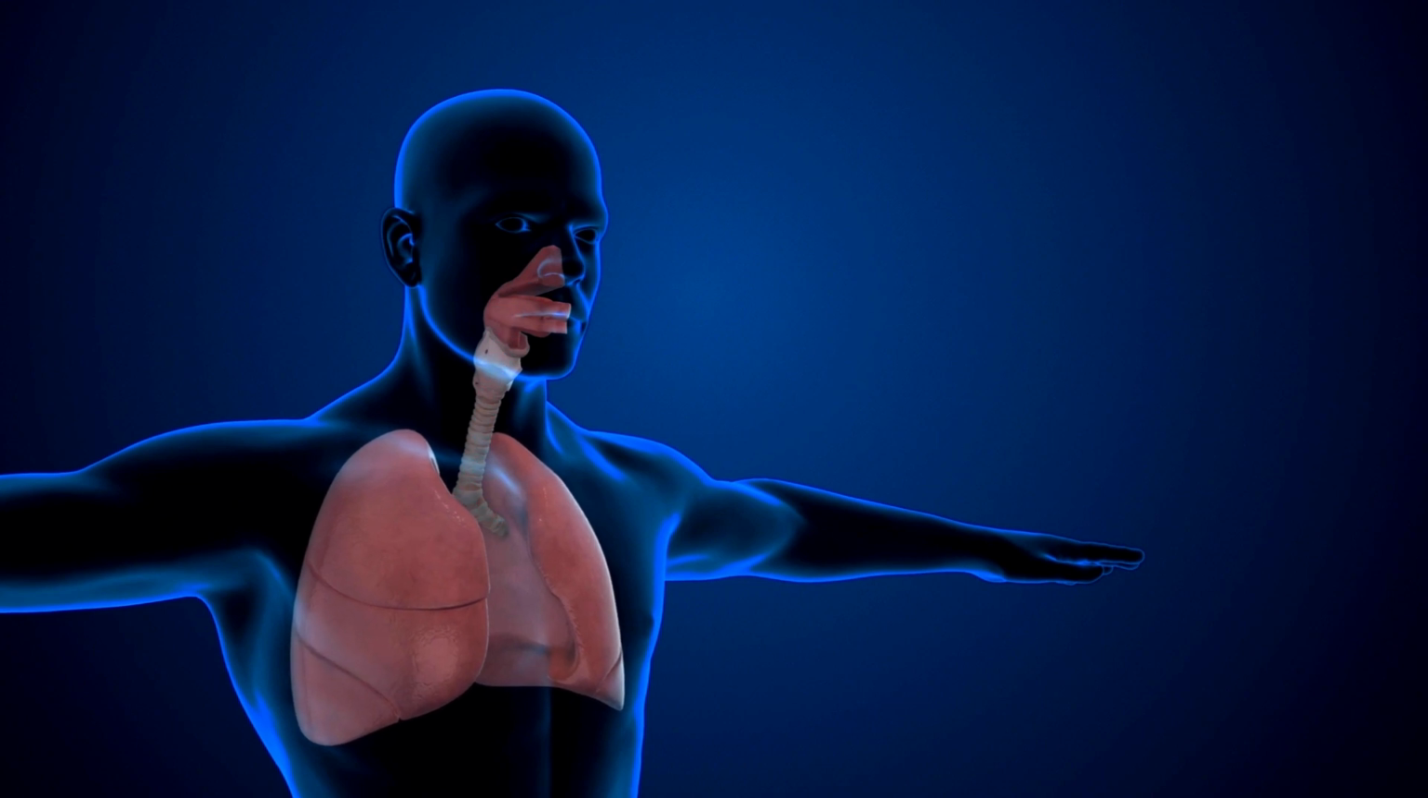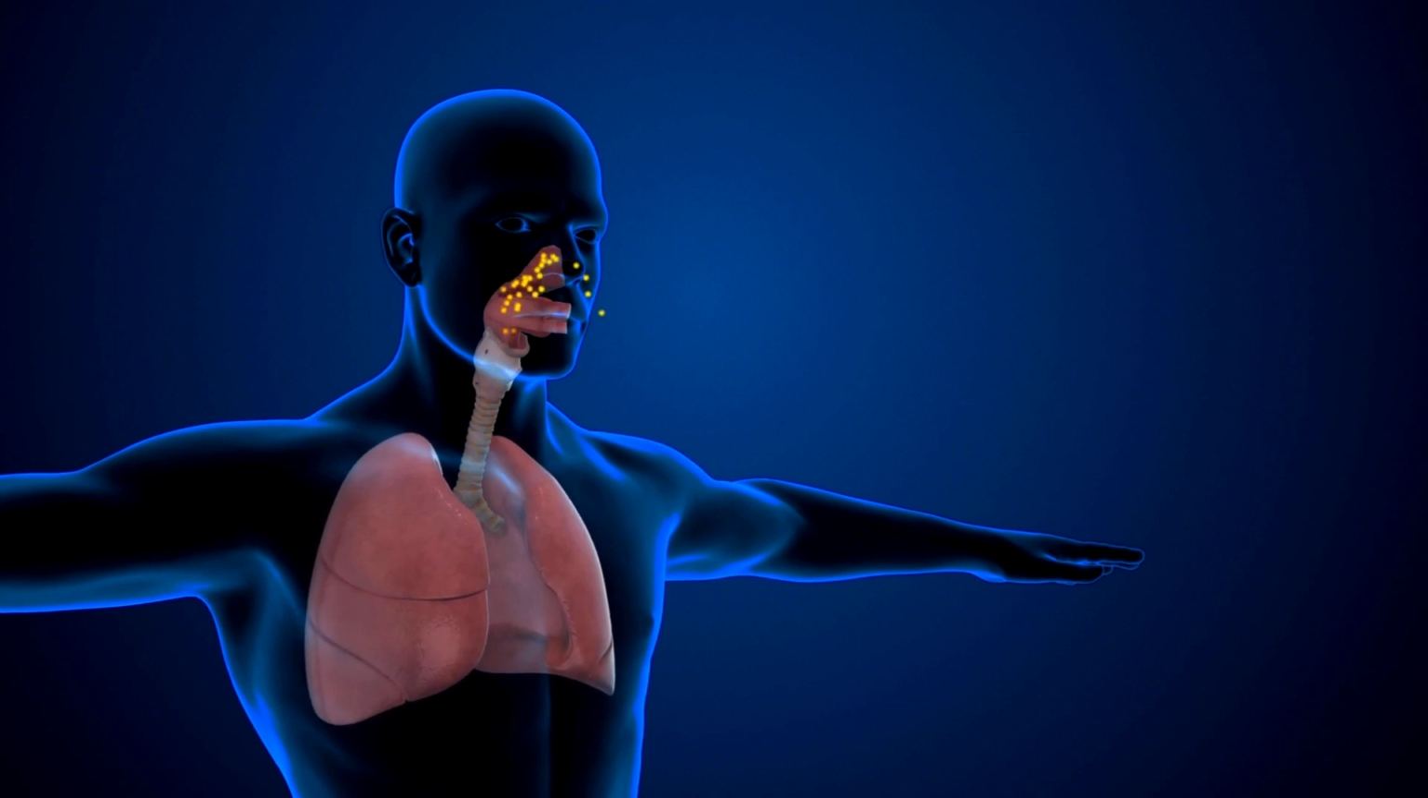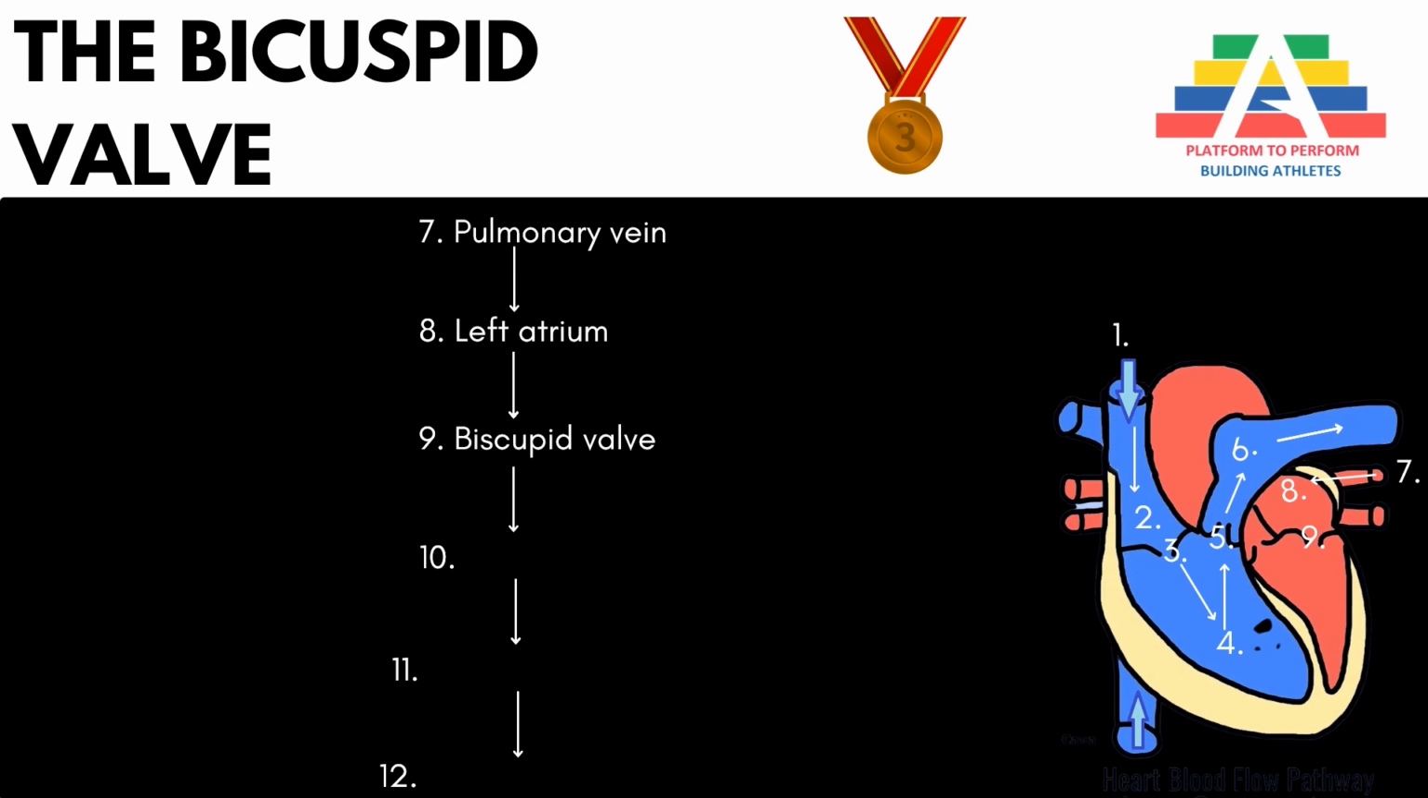Sometimes it can be confusing because this is also known as the mitral valve. The bicuspid valve is located between the left atrium and the left ventricle, whereas the tricuspid valve is located between the right atrium and the right ventricle. After that, the blood is going to enter the left ventricle.